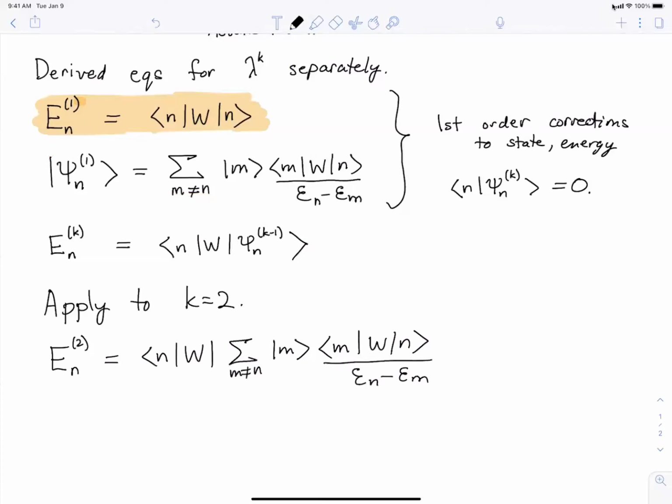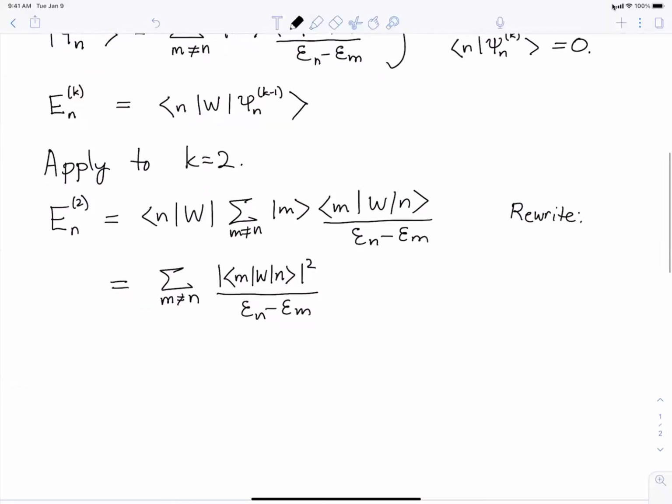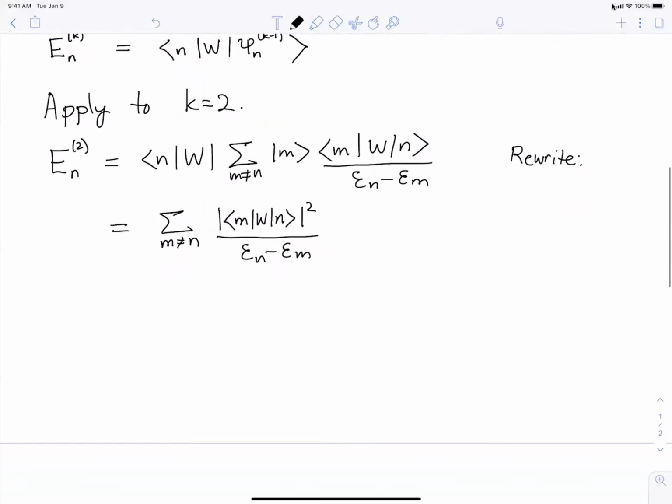Okay, and then it's just nicer to rewrite that in a slightly more compact way, because we can take the sum to the outside, and then what's in the numerator is just the complex square of the matrix element divided by the unperturbed energy difference. Okay, so now we have the energy correction at second order in the perturbation. That's at order lambda squared.